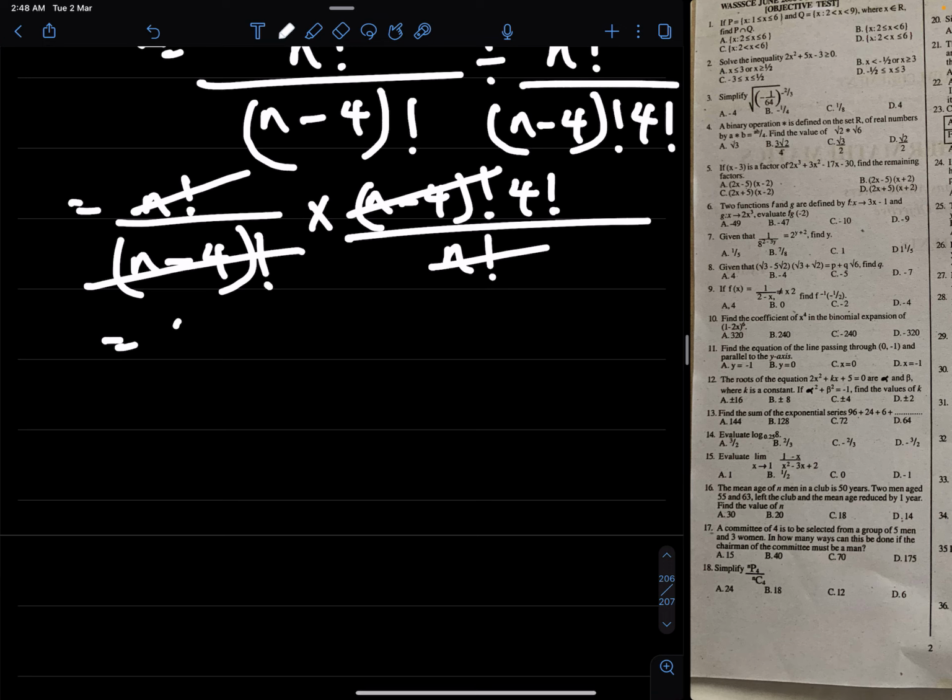Number 19 says, which of the following matrices is a singular matrix? A singular matrix is a square matrix whose determinant is 1. And let's check the first one. That's determinant 1 times 1 minus 0, that's not 0. So it's a singular matrix whose determinant is 0.